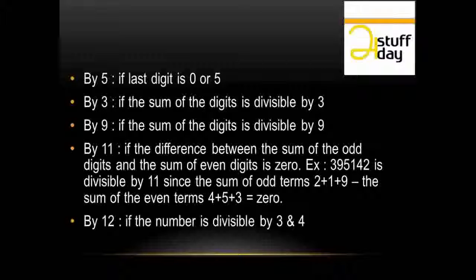Here, the sum of the odd terms is 2 plus 1 plus 9, which is equal to 12, and the sum of the even terms is 4 plus 5 plus 3, which is equal to 12, and the difference is 12 minus 12, which is equal to 0. So the number is divisible by 11. For 12, the number must be divisible by 3 and 4.